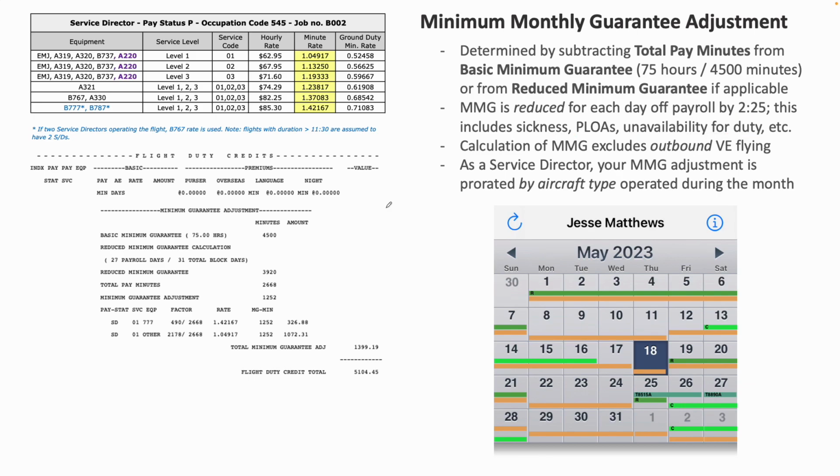If we look at my minimum monthly guarantee adjustment, you'll notice that indeed 4,500 minutes is the start of my basic minimum guarantee, but there's a reduced minimum guarantee calculation that is showing in my flight summary. I am showing that I was only available for 27 payroll days out of a possible 31 total days in the block month. As a result, that means I was off of payroll for 4 days in that month. My reduced minimum guarantee is 3,920 minutes instead of that 4,500.